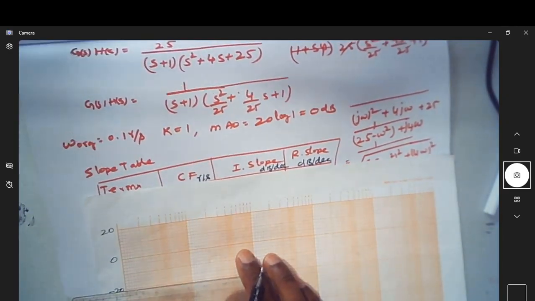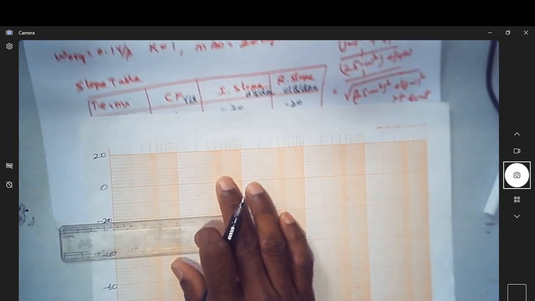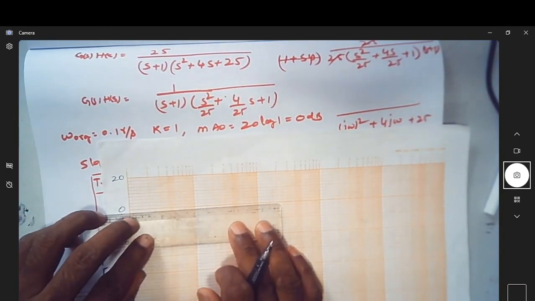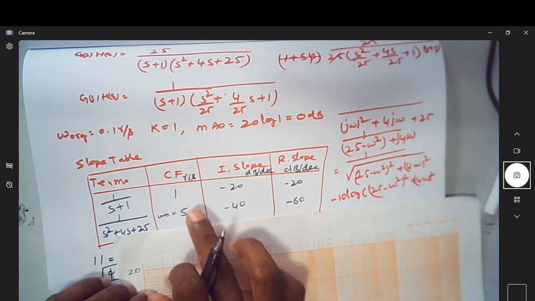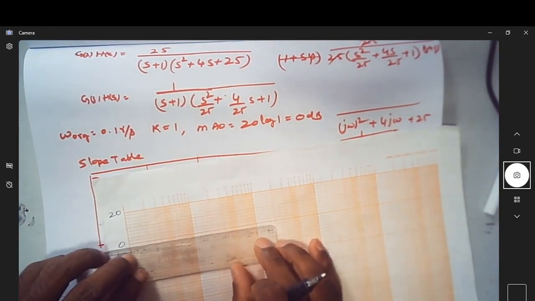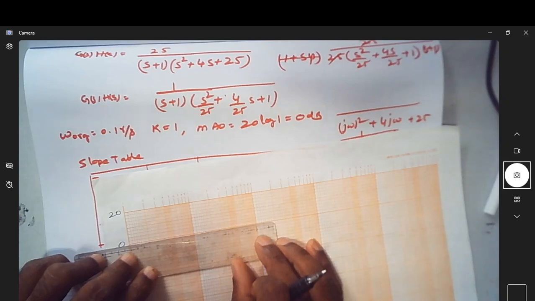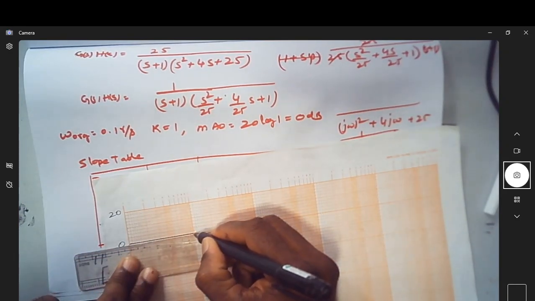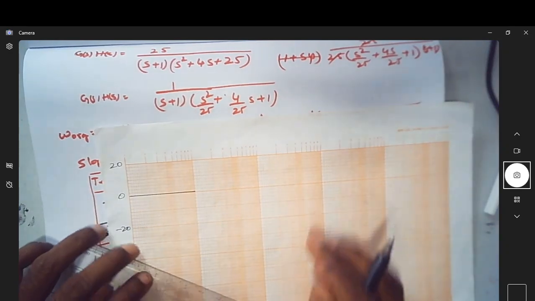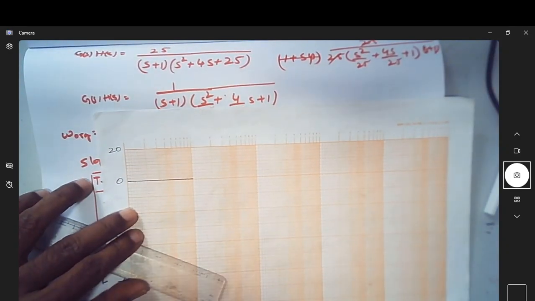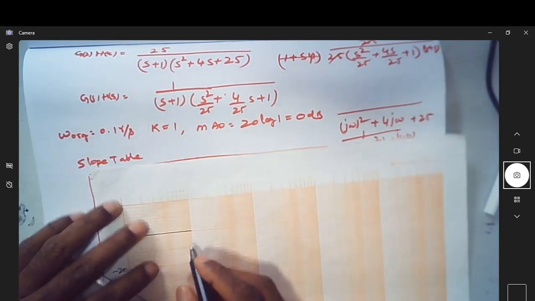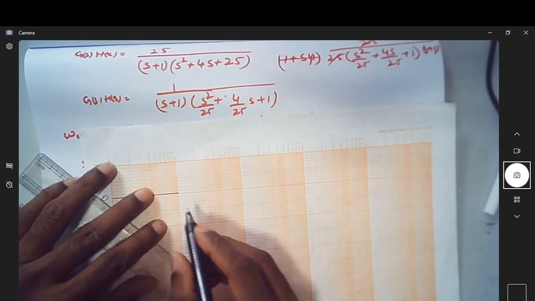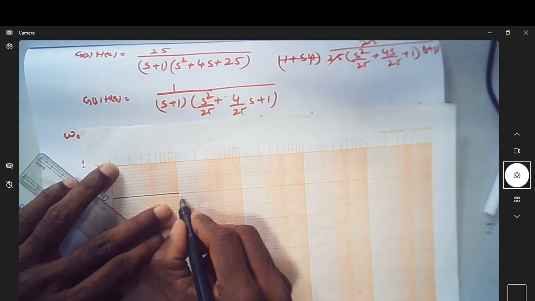Now this table says the magnitude at the origin is 0 dB. So let me write 0 dB till the first cutoff frequency, which is at 1 radian per second. After 1 it goes with a slope of 20 dB per decade. Instead of 20 dB per decade, let me do 6 dB per octave. So 6 dB per octave is nothing but 20 dB per decade.